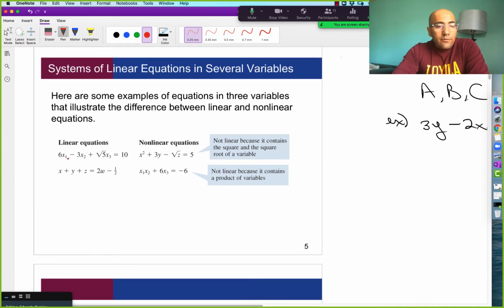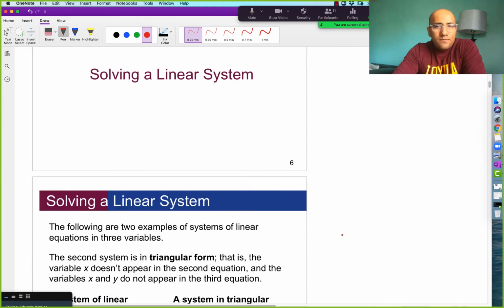So here are some examples. You have x sub 1, x sub 2, x sub 3. Note that the x sub 3 is not inside the root. This is the square root of 5 times x sub 3. I don't want to solve it the way they do, so let's just look at some examples.